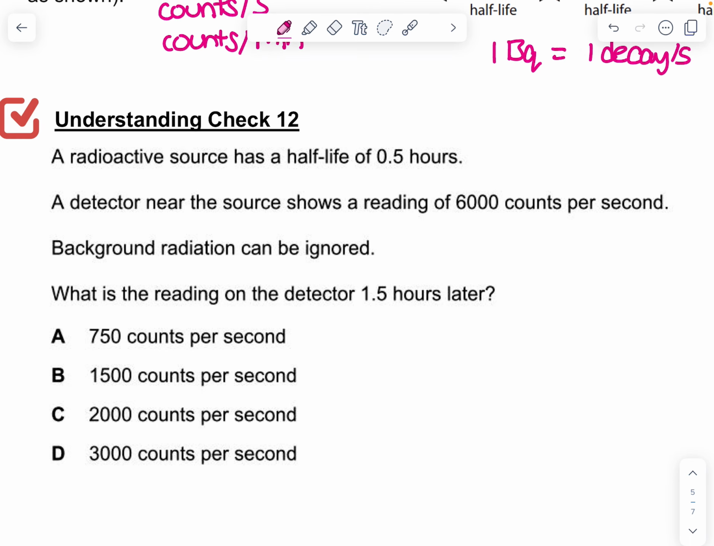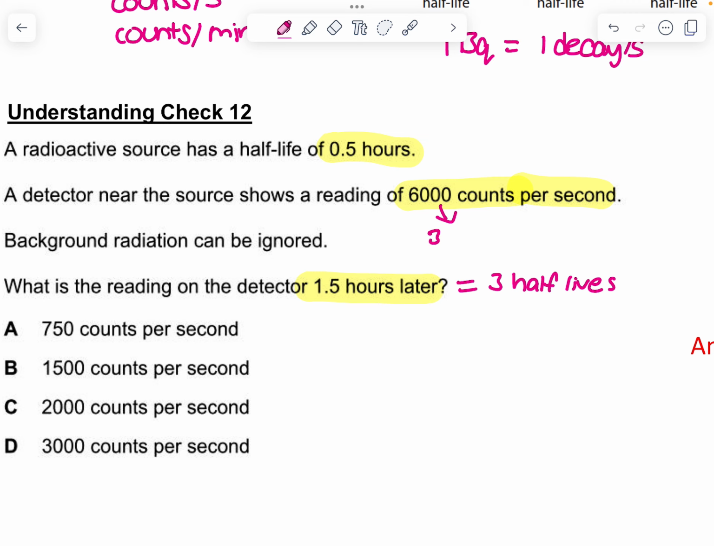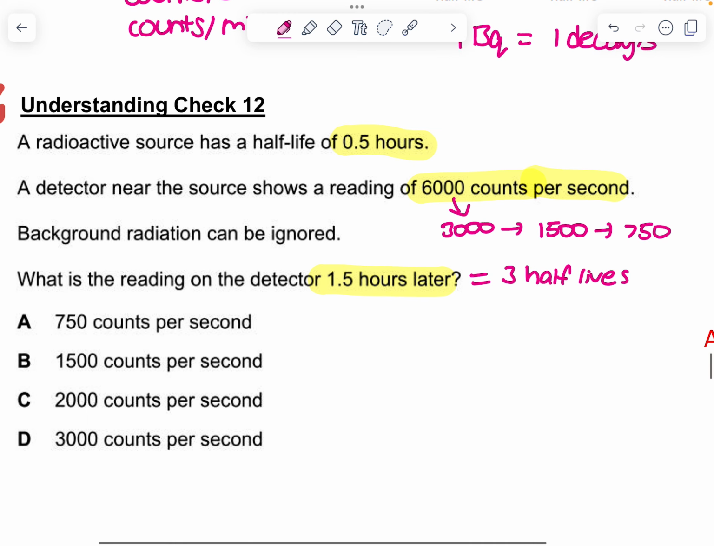One quick example, a radioactive source has a half-life of 0.5 hours. It has a reading of 6,000 counts per second. What is the reading after 1.5 hours? So 1.5 hours equals 3 half-lives. From 6,000, it will drop down to 3,000, one half-life, 1,500, another half-life, and the third half-life, 750. Answer B.